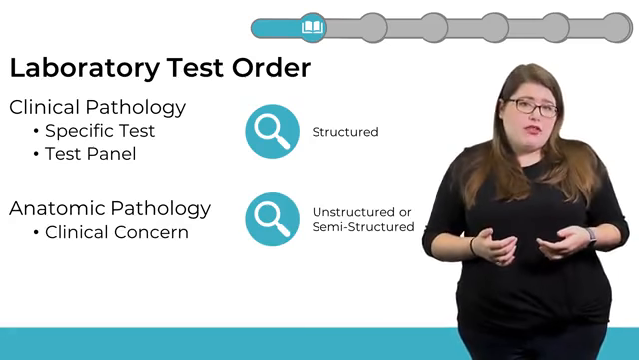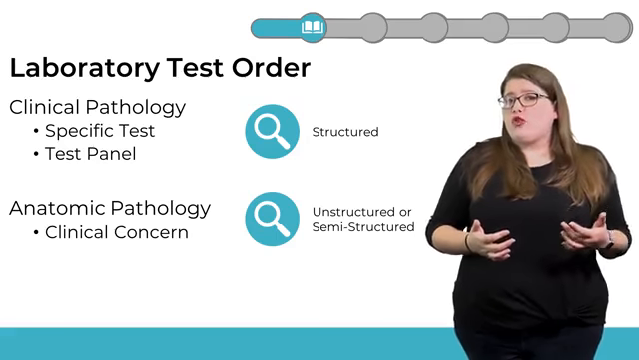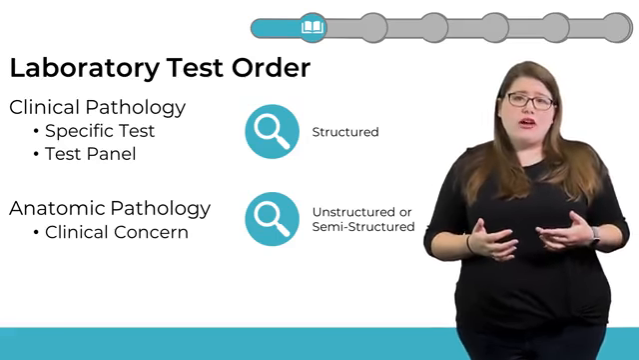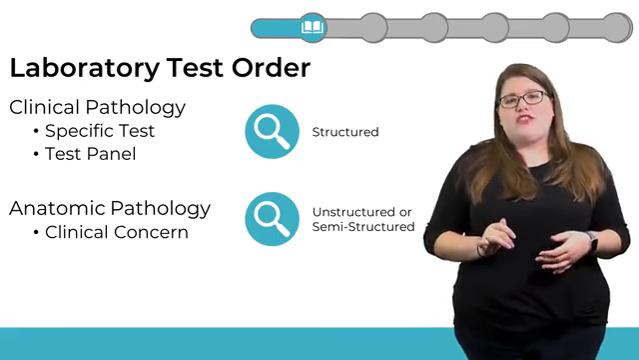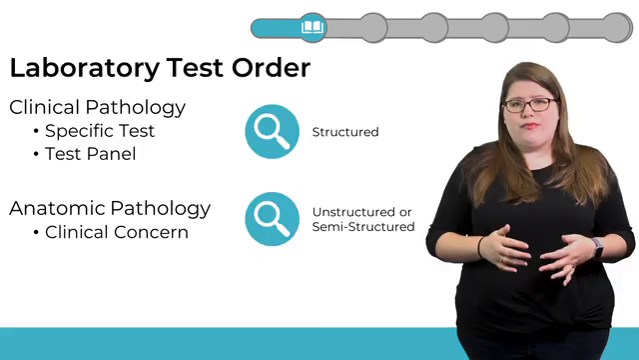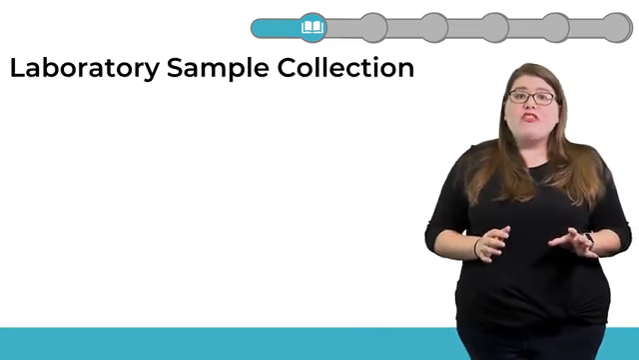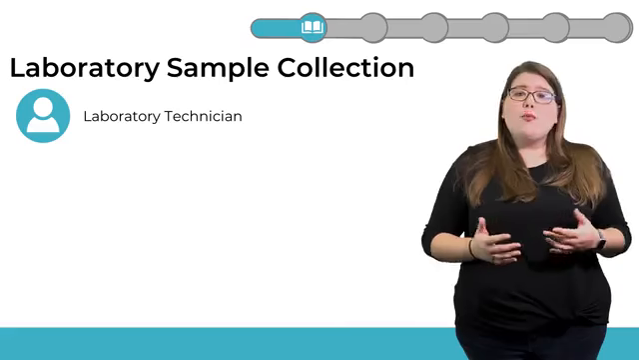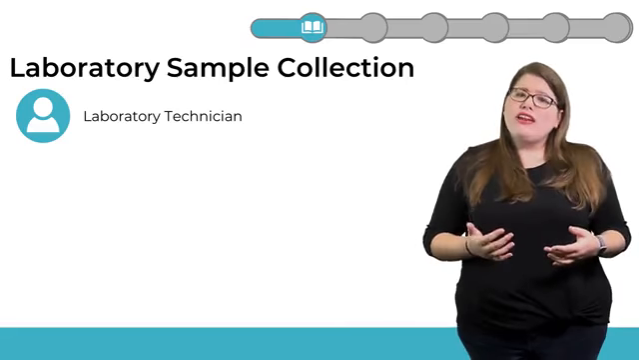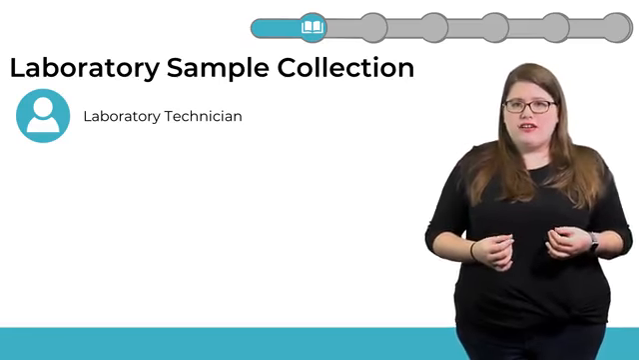Orders for anatomic pathology are typically less detailed, simply outlining the general clinical concern or diagnostic question and leaving the pathologist to determine the optimal testing approach after examining the tissue. The second step of the process is the patient visiting the lab to give a sample for testing. At this step, patients will encounter a lab technician who processes the lab order to identify what kind of sample is needed and how the sample should be collected.